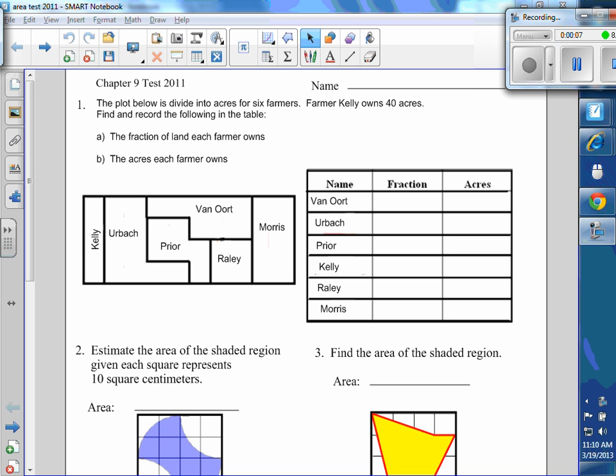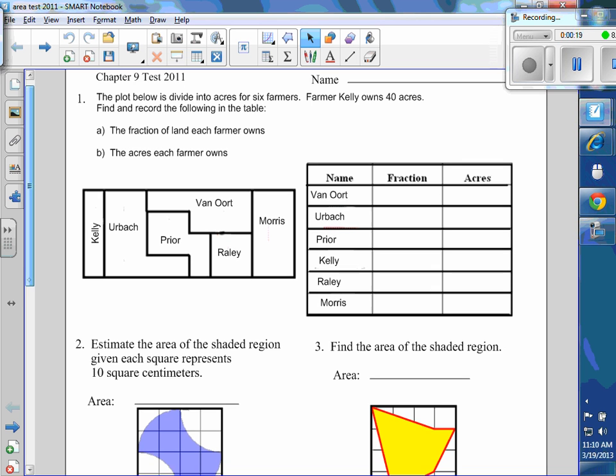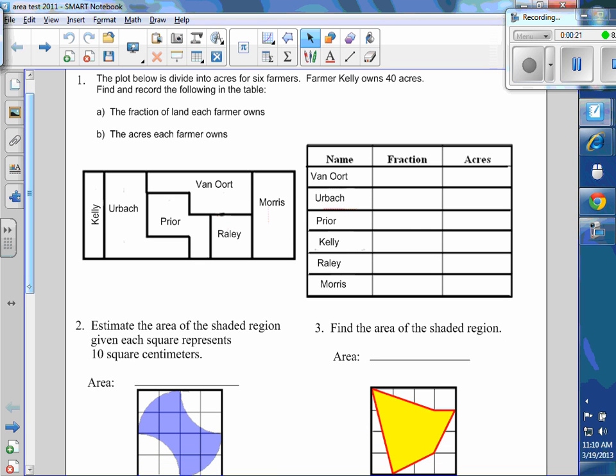So this is an allotment problem. We haven't done one of these in a while. This is an old test, so it's a sample of an old allotment problem. So Tanner, how'd you start it? Well, I knew Kelly had 40 acres.